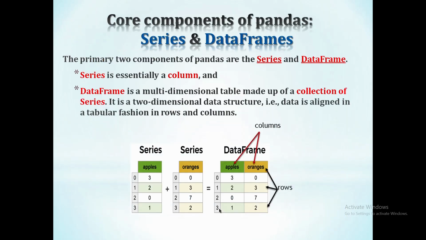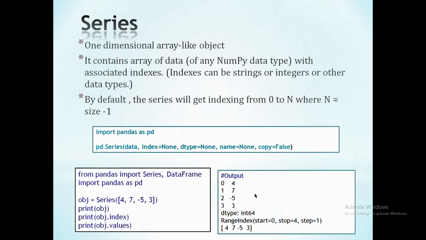The core components of Pandas are the series and the data frames. Series is essential as it refers to a column of the data. Then data frame is a multi-dimensional table which is made up of a collection of series. So it is a two-dimensional data structure in which data is aligned in a tabular fashion, that is rows and columns. Here we are giving an example of how a series will look, and how we can combine two series to form a data frame. Let me start with the series.